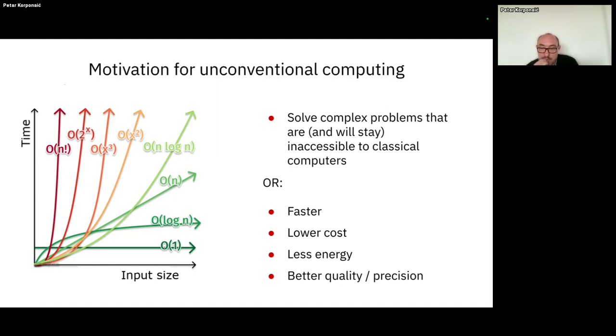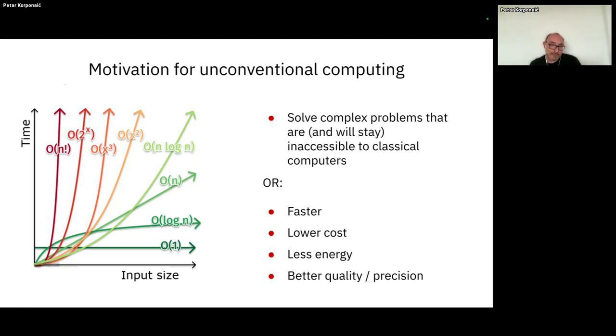Another motivation is to perform what digital computers are performing today, but faster, with lower cost, with less energy consumption, and with better quality or precision. So these are the motivations for thinking about unconventional computing.